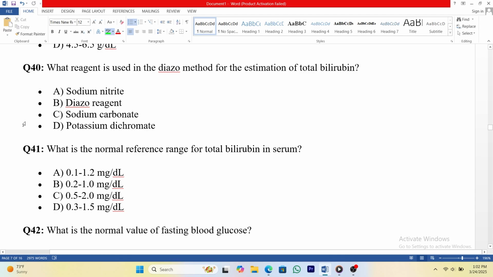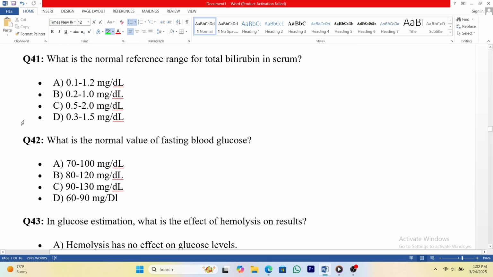40. What reagent is used in the diazo method for the estimation of total bilirubin? A. Sodium nitrite. B. Diazo reagent. C. Sodium carbonate. D. Potassium dichromate. Answer: B.